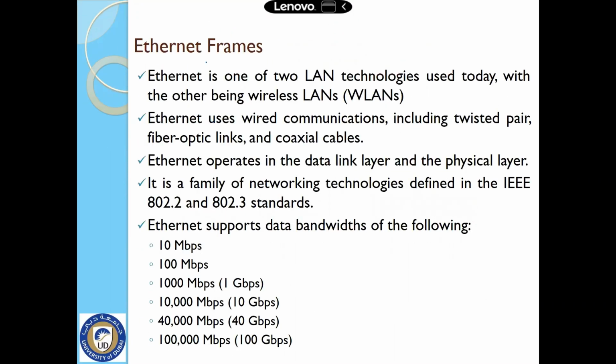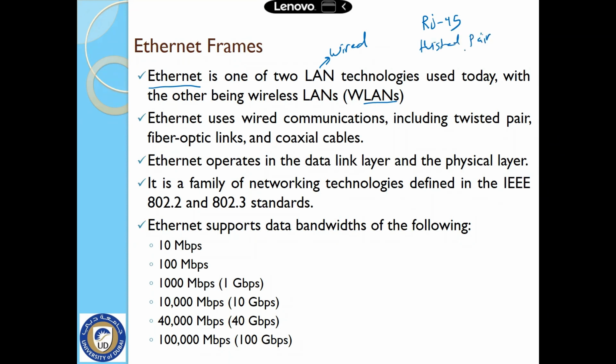All right, so there is a concept here called Ethernet frames. The Ethernet is one of two LAN technologies. The other one is the wireless. So Ethernet is more into wired LAN, the Ethernet used today, with the other one being the wireless. And you know, the Ethernet usually have the RJ45 kind of cable to connect it, which is a twisted pair.